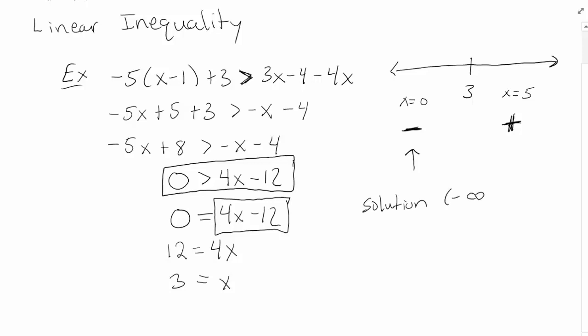So negative infinity up to 3. And since this was a strict inequality, I do not get to include 3. So that's going to be an open bracket, or open parenthesis, at 3.